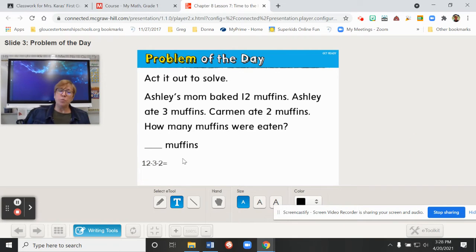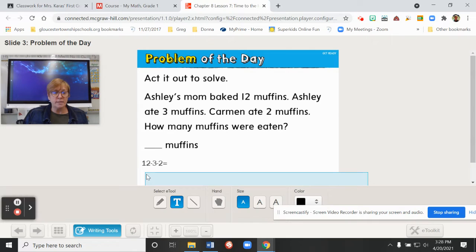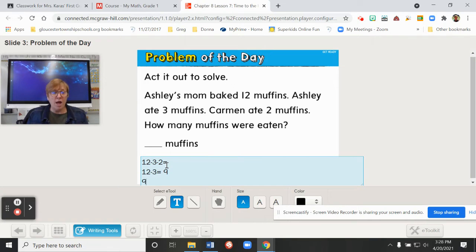Well, there's 2 different ways that we could solve this. First, we could do 12 minus 3. What does that get us? That's right, we get 9. That's our difference. Then we could take the 9 because then Carmen ate 2 of the muffins. Okay, and what's 9 minus 2? That's right, 7. So the answer would be 7.